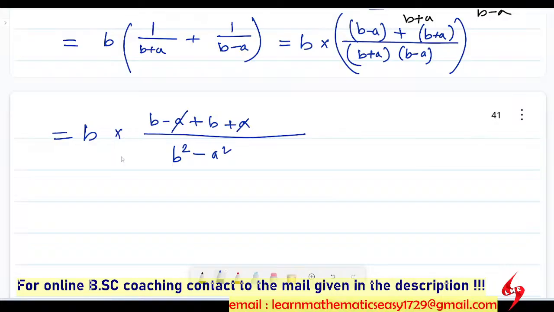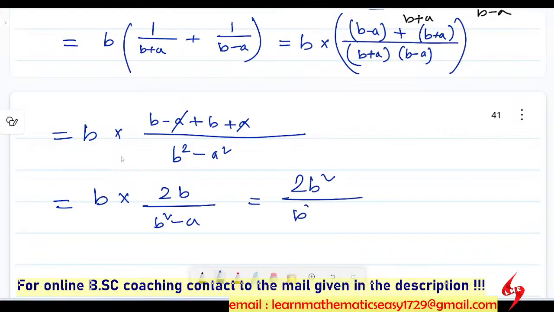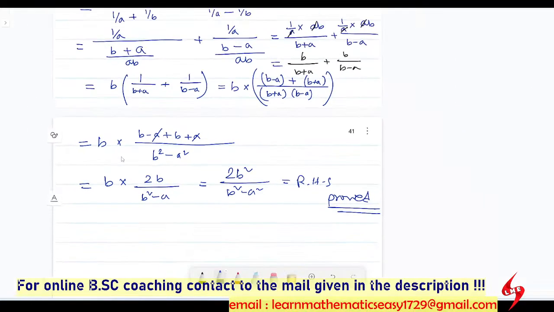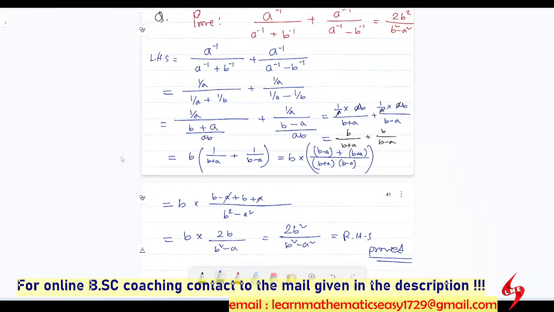So here A will be cancelled out. So B into 2B by B square minus A square, that is 2B square by B square minus A square. This is my RHS, right hand side. Good. Let's check this whole process.